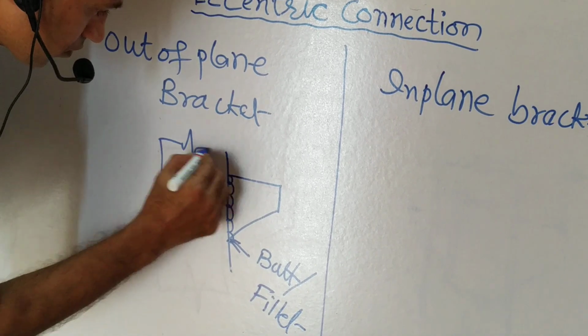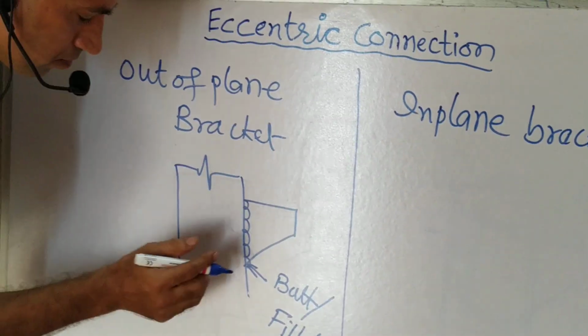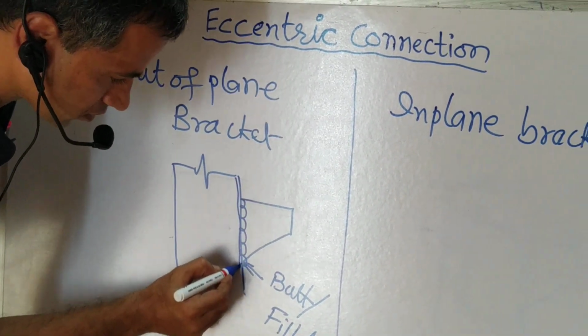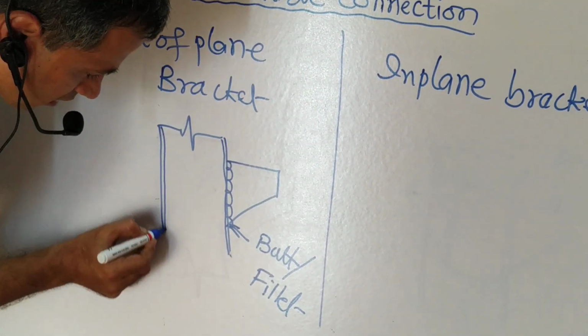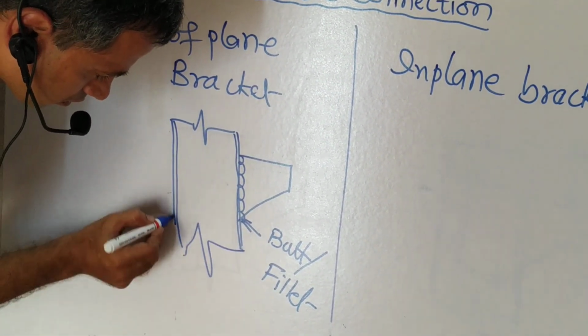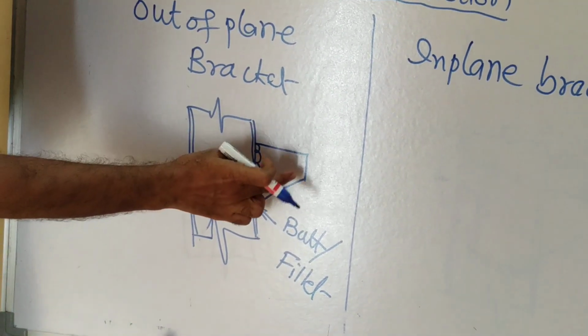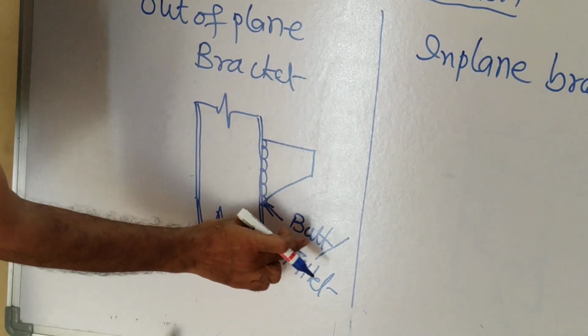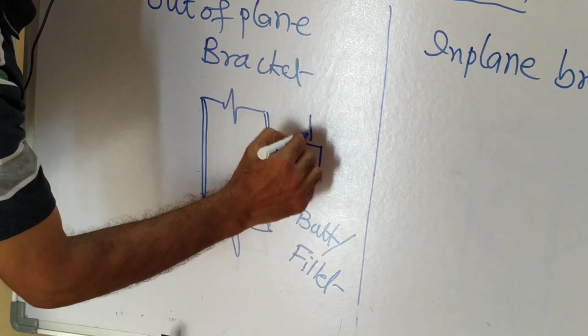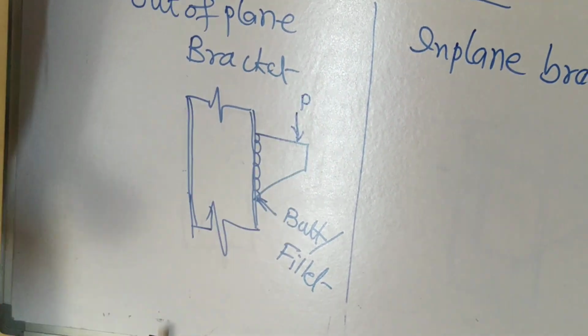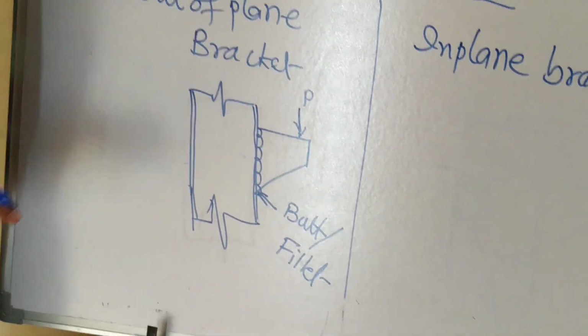So this will be my web, this will be my flange. So this is the I section where the plate is welded either by butt or by fillet. Suppose there is a load of P. This is the out of plane bracket.